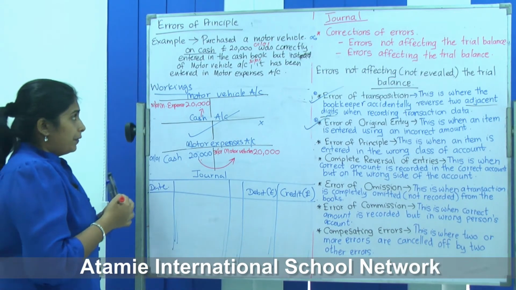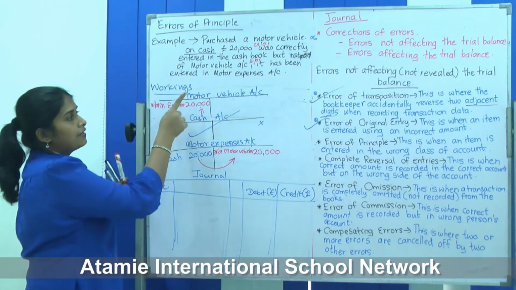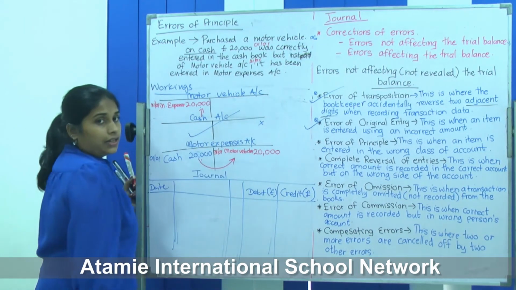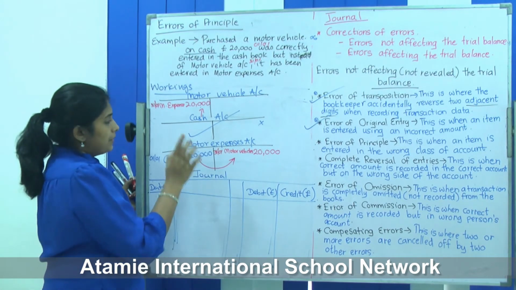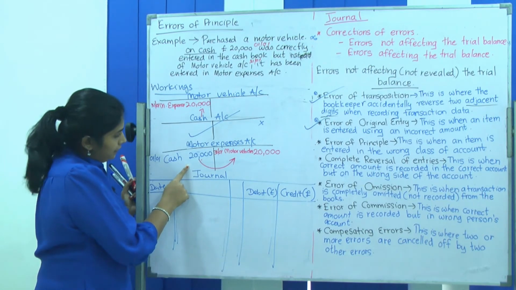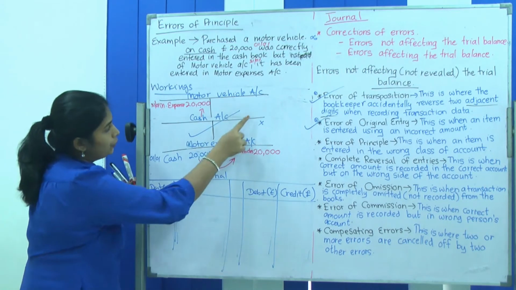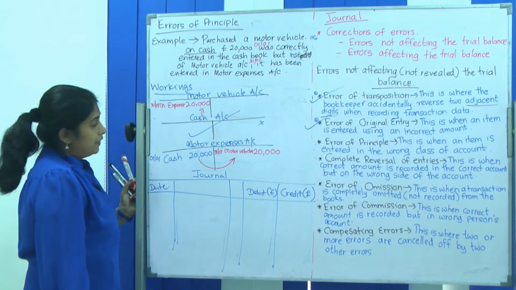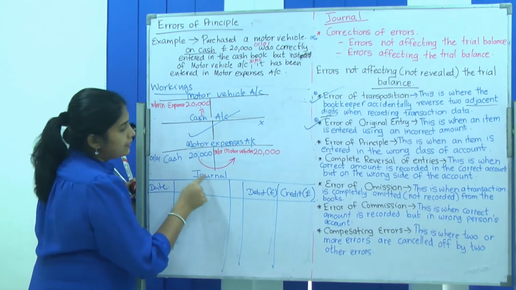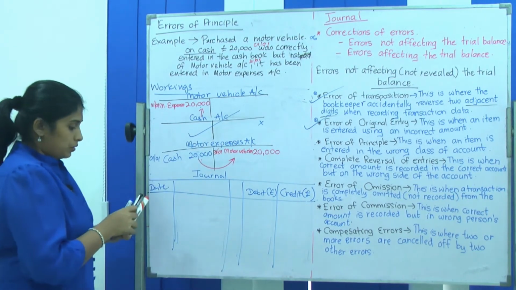Okay. So what has happened? The business purchased the motor vehicle. So the correct entry is motor vehicles account debit and cash account credit. They have correctly entered in the cash account, but mistakenly instead of the motor vehicles account they have recorded in the motor expenses account. So to cancel that amount, you have to credit the motor expenses account and record it to the motor vehicles account. So to cancel from the motor expenses, which is on the debit side, you have to credit, and to record the motor vehicles you have to debit the motor vehicles account.